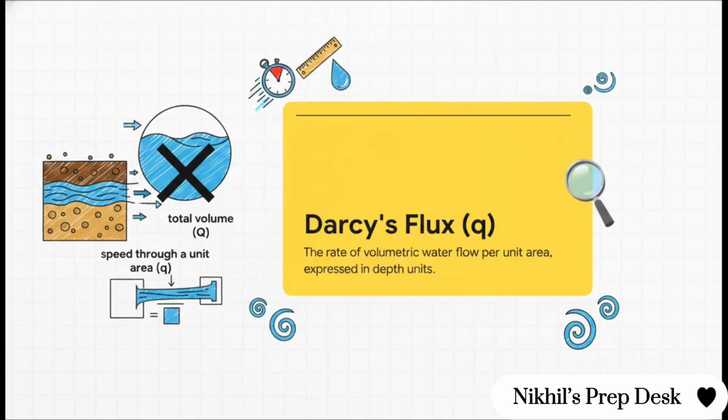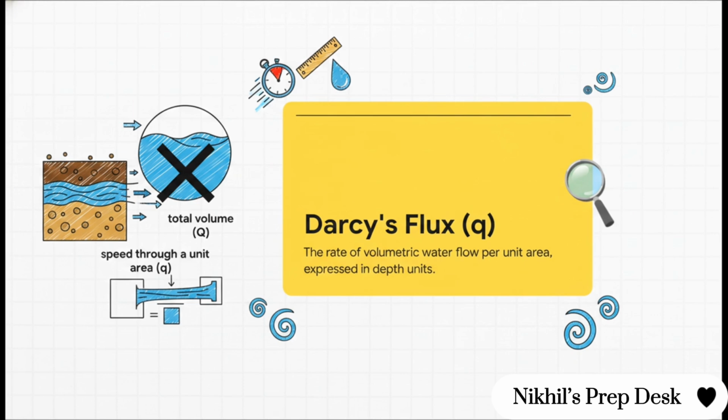A lot of times, we actually want to look at the speed of the water rather than the total volume. And that is where Darcy's flux comes into play, represented by a lowercase q. We use this flux to separate the total volume of water from the specific speed of the flow through a single unit of area. It's kind of like the difference between asking how much water is currently in a pool versus how fast the garden hose is actually filling it.